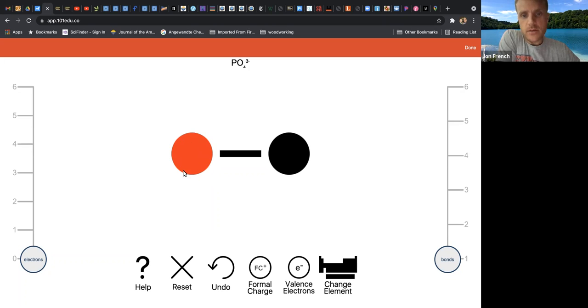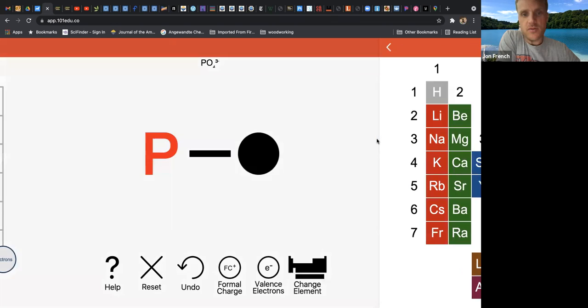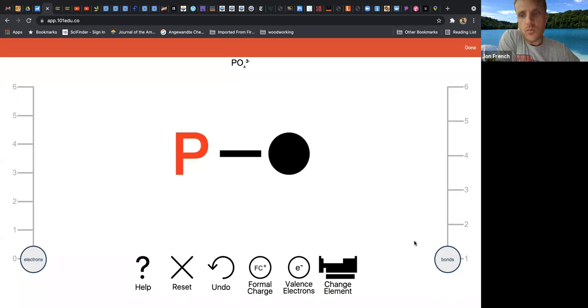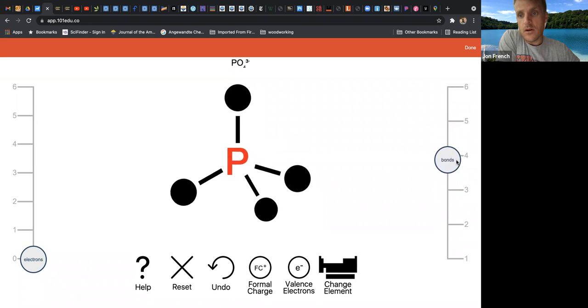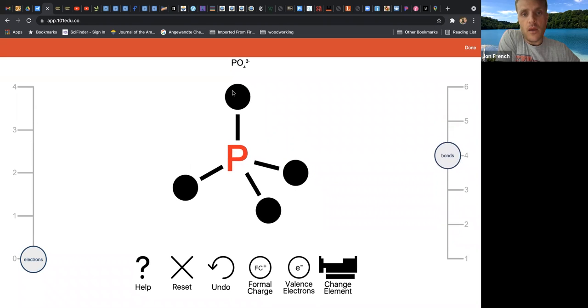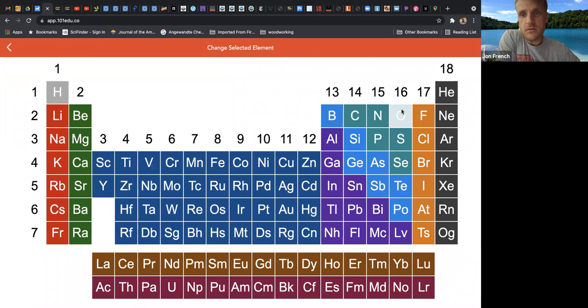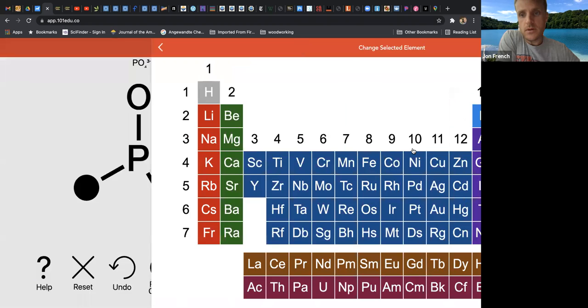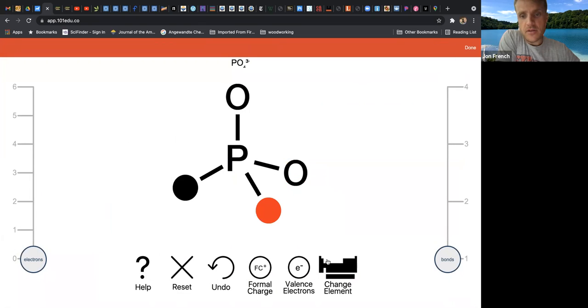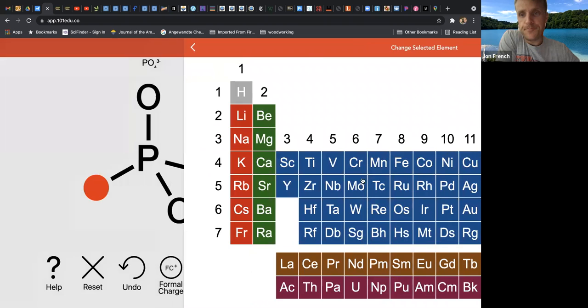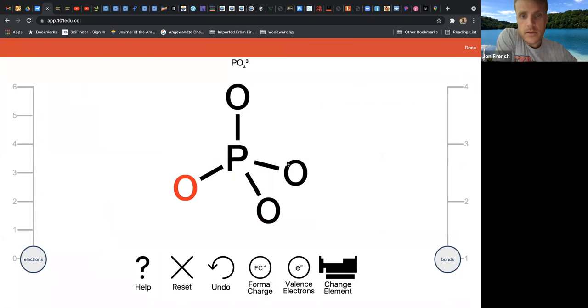So the red circle is the highlighted atom. We want to make that phosphorus right now, and we're going to need to have 4 bonds off of that central atom. And we're going to make those oxygen. So, got oxygen, right? Go around. Make sure everything surrounding that is oxygen, oxygen, oxygen. And we have to follow the octet rule, they said, for this.